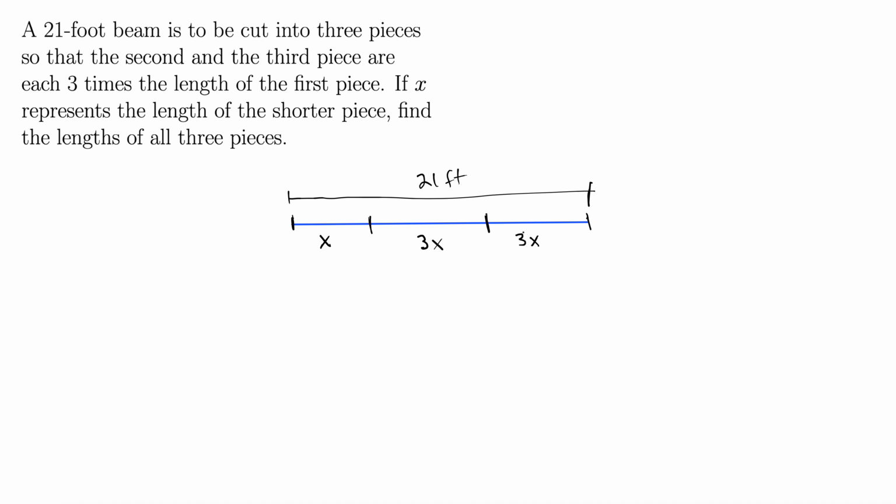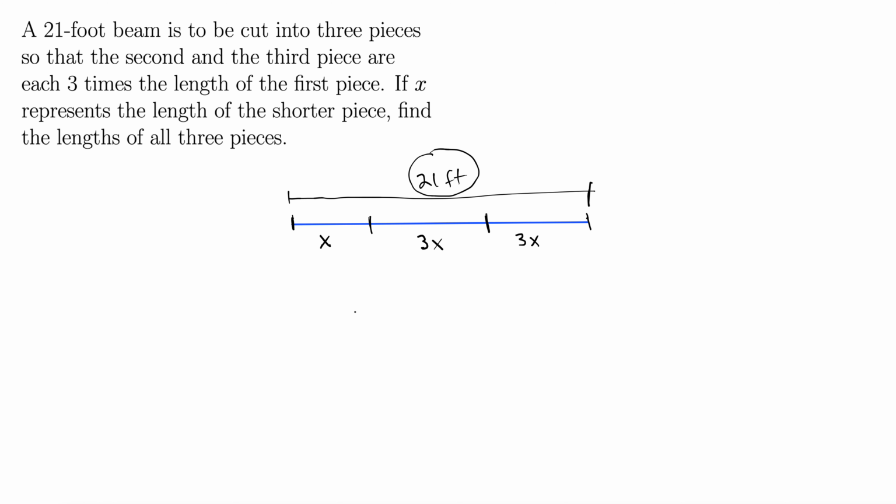So you just unpack each one of these terms mathematically. What does 3 times mean? Well, times means multiply. So we have this nice thing here. Okay, so now we have our 3 pieces. Our first piece is x, and then our second and third pieces are 3x and 3x. But we know that the beam is 21 feet long, right?